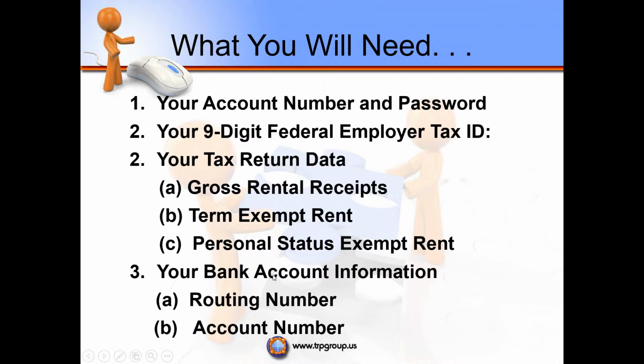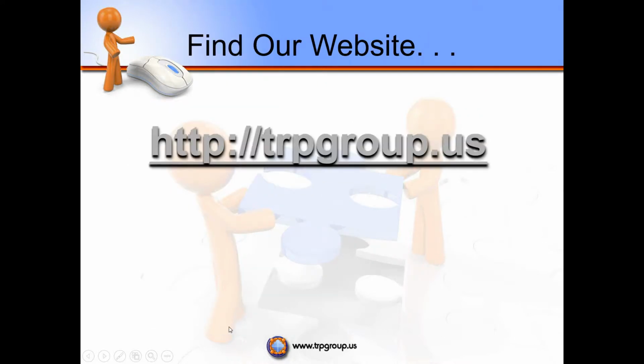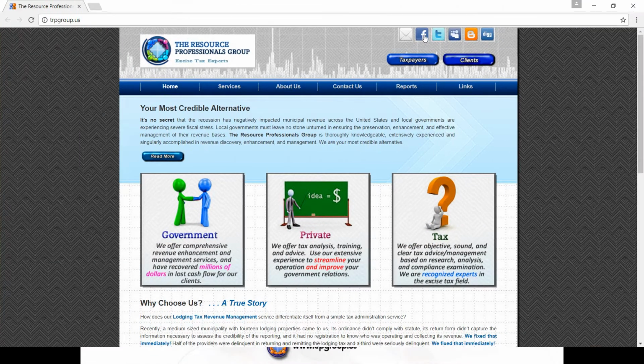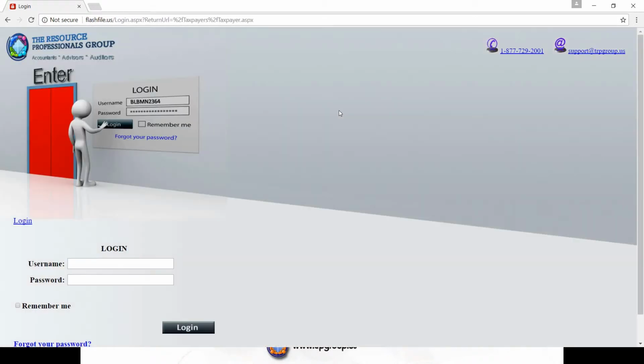And if you're ready to pay your balance, you'll also need your bank account information, to include your routing number and account number. Once you have gathered that information, you'll be ready to go to our website, trpgroup.us, where you can click on the blue button labeled Taxpayers at the top of the page and log into your account.